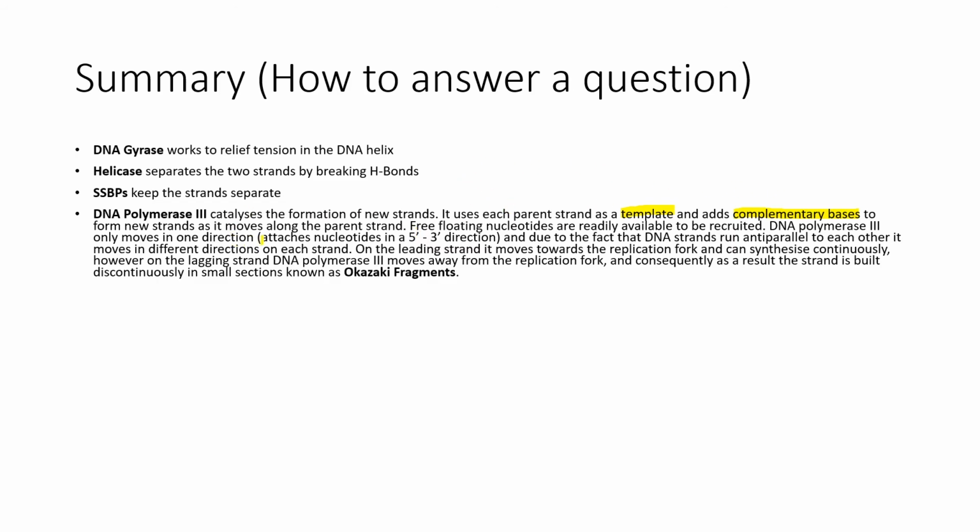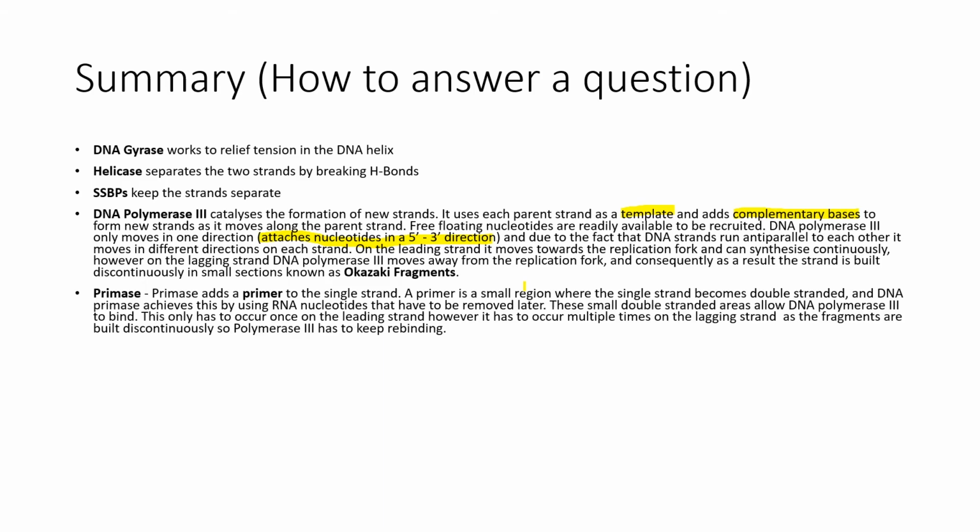DNA polymerase III only moves in one direction. It moves in the 3 to 5 direction and consequently attaches nucleotides in the 5 to 3 direction. And due to the fact that DNA strands run anti-parallel, the DNA polymerase III works in different directions on both strands. On the leading strand, it moves towards the replication fork and builds the new strand continuously. However, on the lagging strand, DNA polymerase III moves away from the replication fork and consequently the strand is built discontinuously in small sections known as Okazaki fragments.